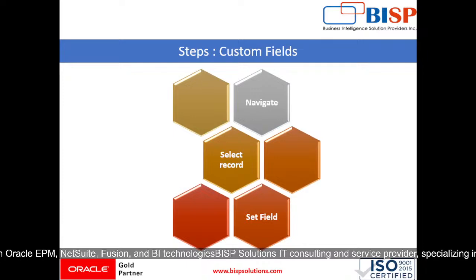Then the steps involved in custom fields: we will be navigating to Customization, Lists, Records, and Fields. Then we will be choosing the record type, for example customer invoice, and defining the custom field, for example preferred payment method. Then we will be setting field properties like type, visibility, and behavior, for example mandatory or optional.